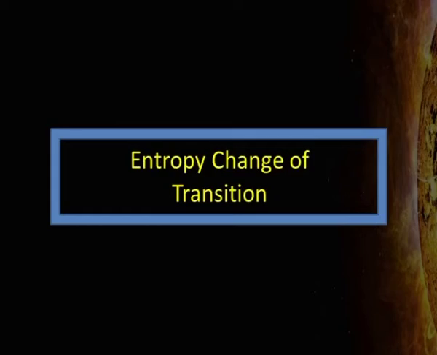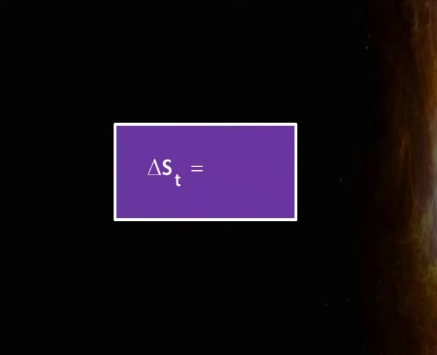Now we will discuss the entropy change of transition. When 1 mole of a substance changes to its different allotropic form, then entropy change of transition is equal to delta HT divided by T. Here delta ST is the entropy change of transition, delta HT is the molar heat of transition at its transition temperature, which is given by Tt. This temperature is also taken in Kelvin.